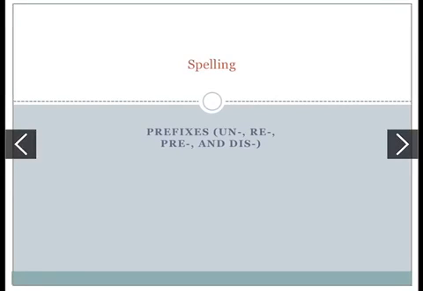Hi, grade 3. Our lesson in the spelling for this week, we're going to have two lessons actually. The first one is about prefixes, and the second one you'll have by Wednesday, which is going to be about suffixes. Anyway, the prefixes we're going to learn about this week are un, re, pre, and dis.